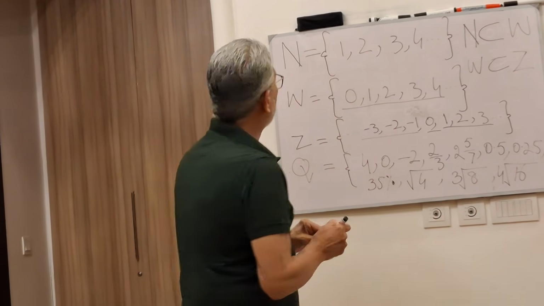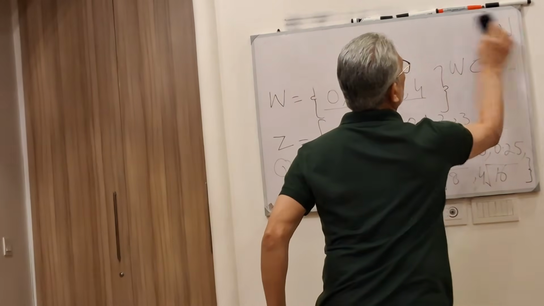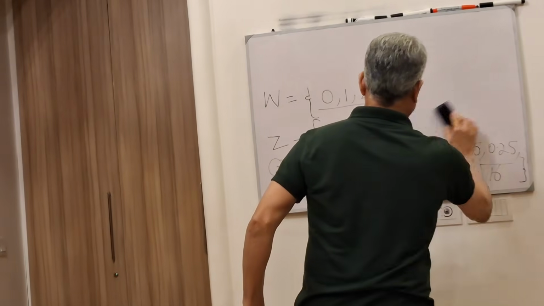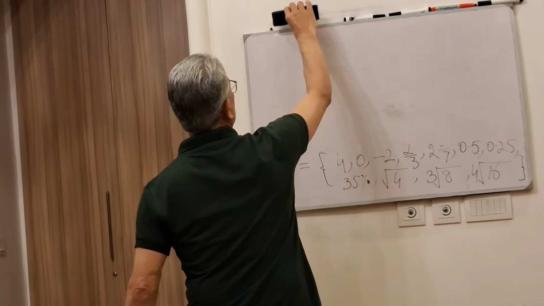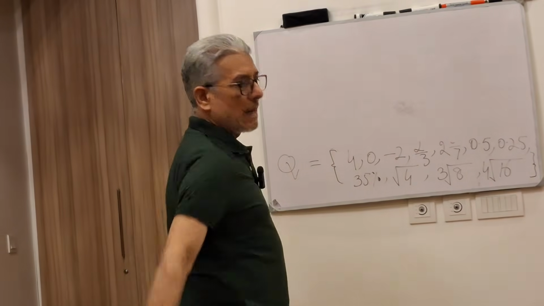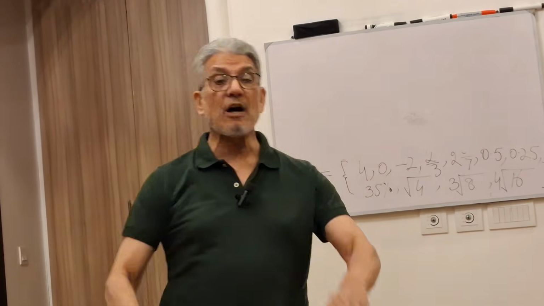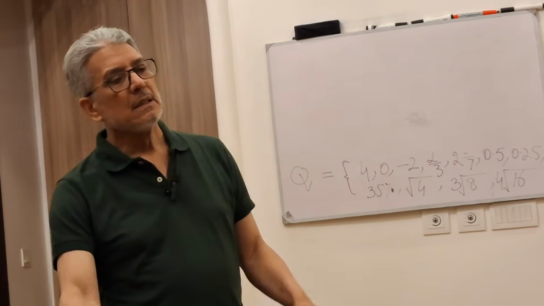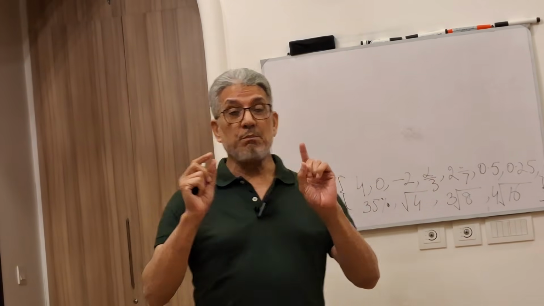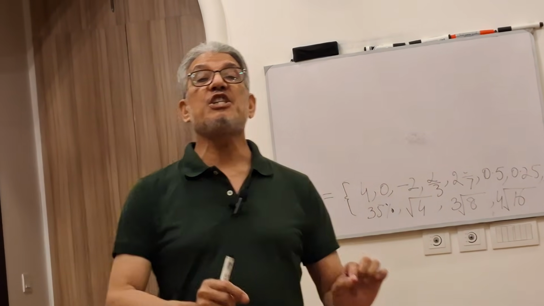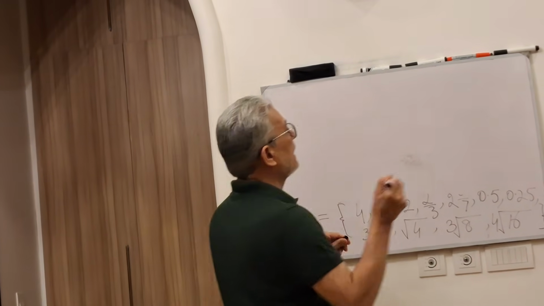Now, if you allow me, I will erase it so that I can write something about the rational numbers. Now we come to rational. The fourth category is rational numbers. Now, what are rational numbers? Rational numbers are the numbers which can be written as a ratio of integers. As a ratio of integers.